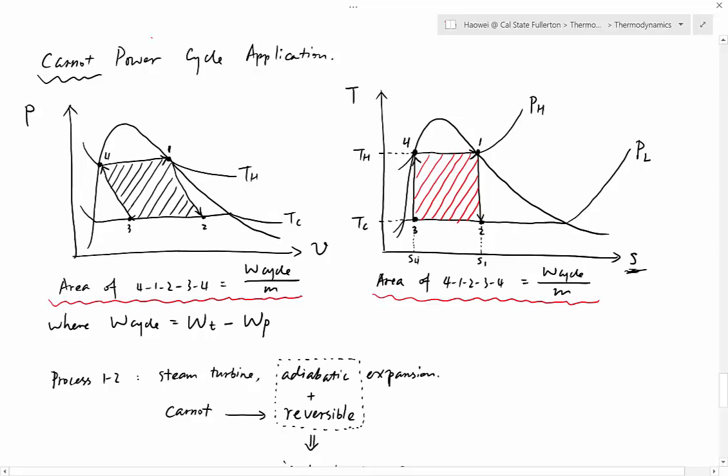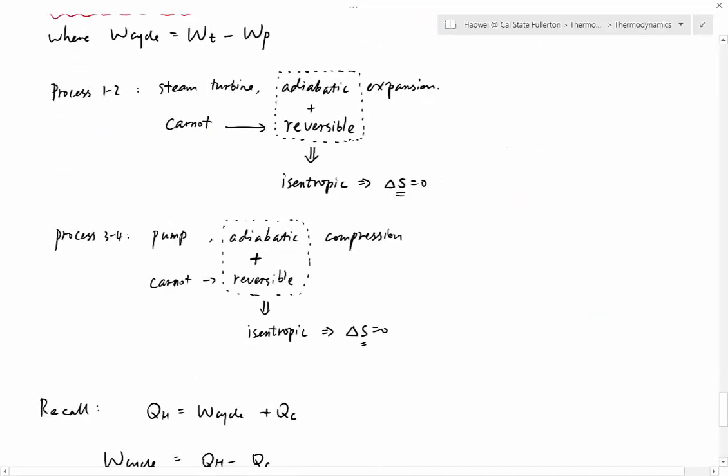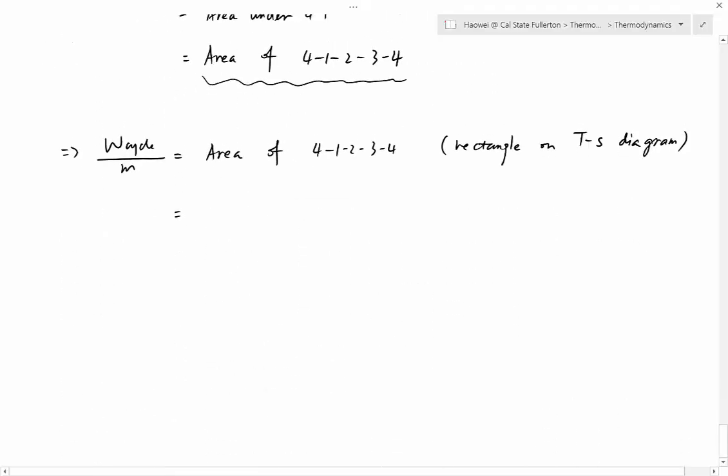Okay, so now what is the height of this rectangle? It's TH minus TC. That's the height. And what is the base of this rectangle? It's S1 minus S4. So in total, the area is height multiplied by base. Height is TH minus TC. TH is the temperature in the boiler. TC is the temperature in the condenser. Multiplied by S1 minus S4. That's it. So now we said we can not only visualize work per unit mass, we can now calculate the value.